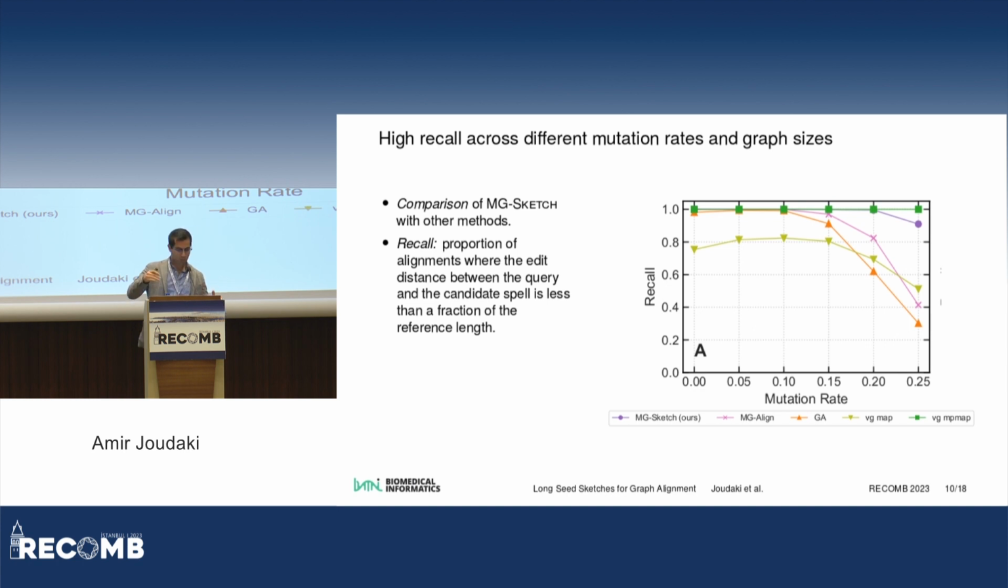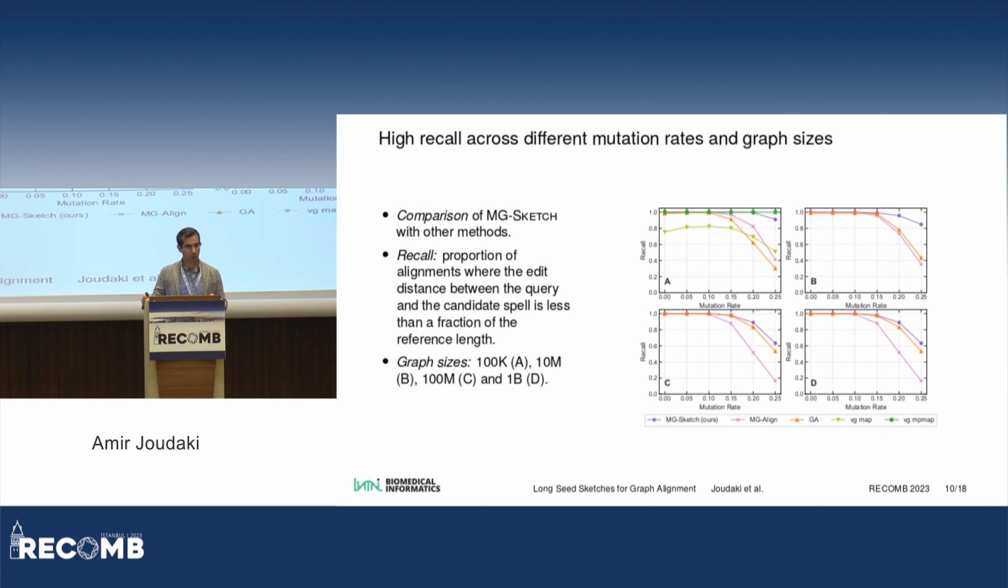And you can see there's a jump in recall at higher mutation rates, like 15%. Now you can see that VG map has a higher recall in this case. However, this is a very small graph. If you increase the size from 100,000 to 10 million, or the largest one here, a 1 billion node graph, VG actually runs out of memory, which was the 100 gigabyte hard limit that we considered. And in all three other experiments, MetaGraph Sketch is the one that achieves the highest recall.